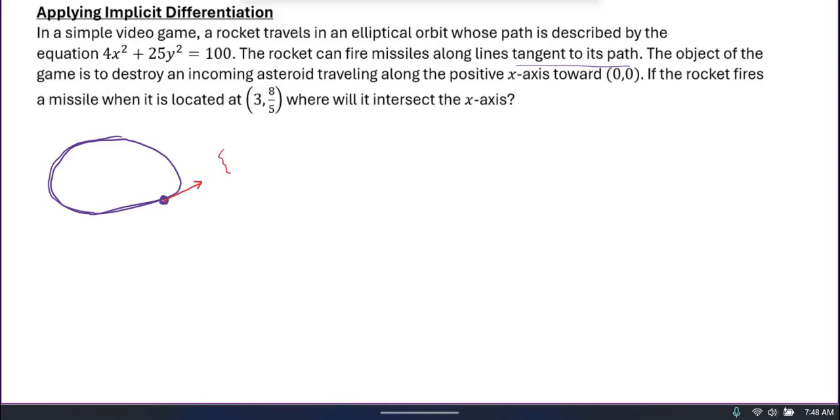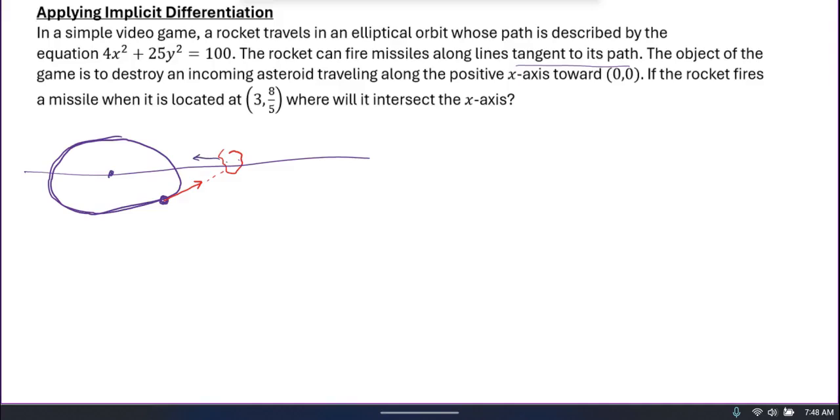Like here's an asteroid over here. So the idea in this video game would be to explode that. And the asteroid says to destroy an incoming asteroid, travel along the positive x-axis towards 0, 0. So there's some axis here, and this asteroid is just flying in this way towards the point 0, 0. That's what's going on in the video game.